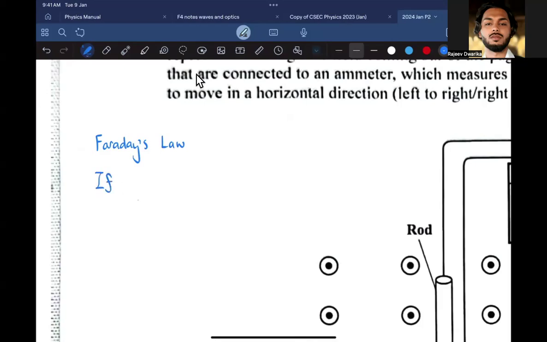So Justin, you understand what I'm saying? By moving the rod left or right, you are cutting the magnetic field, and as a result of cutting the magnetic field, you're going to generate a current. Yes or no? Justin, I need you to be honest with me. Yeah. Anytime you have a change in magnetic field, there's an induced current or an induced voltage. Right.